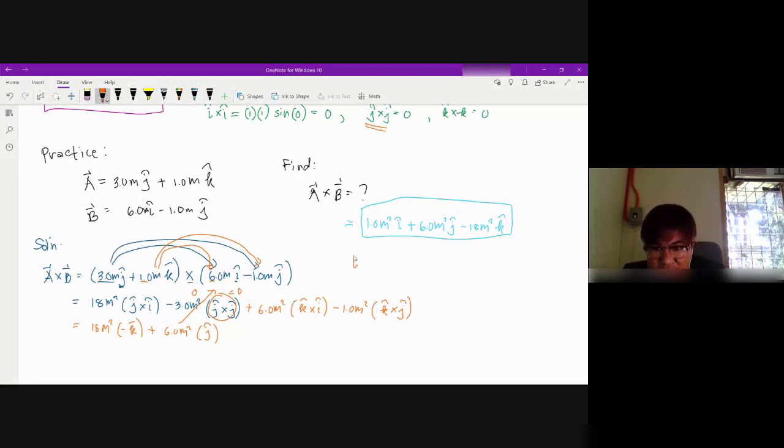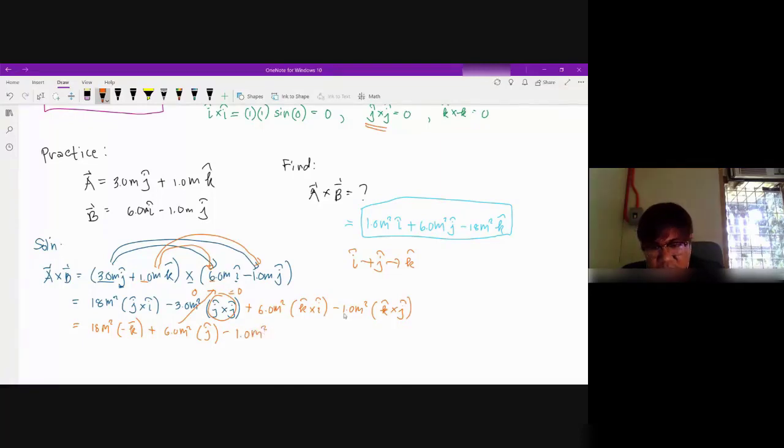Remember your cyclicity: i, then j, and then k. i cross j produces k, and then j cross k produces i. If it is reversed, it becomes negative, so j cross i produces negative k, k cross j negative i, and so on. How about this one, class? The third term, the last term.